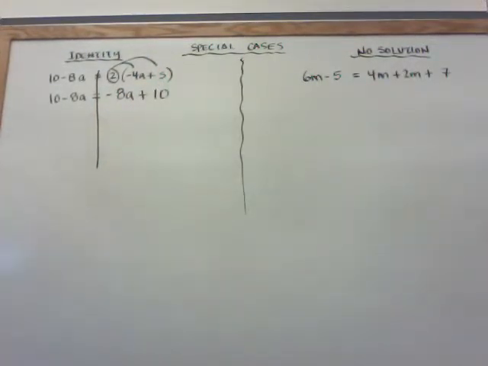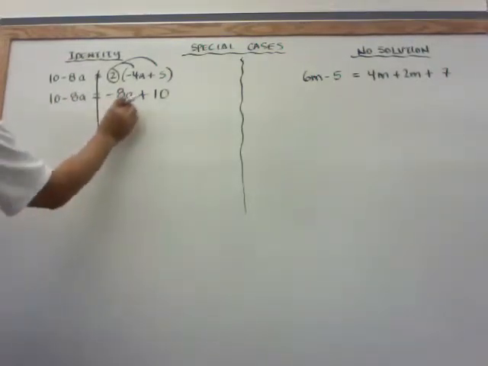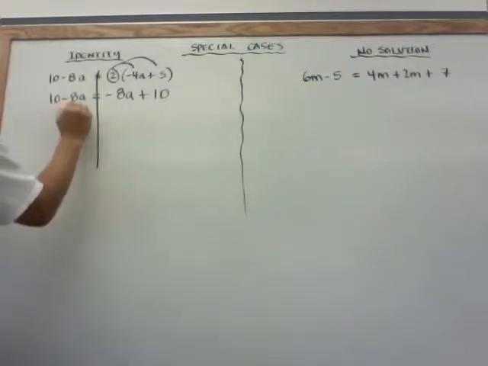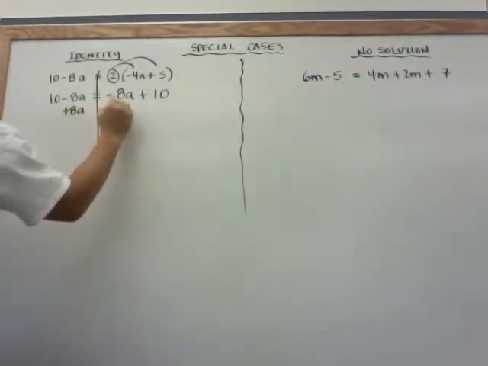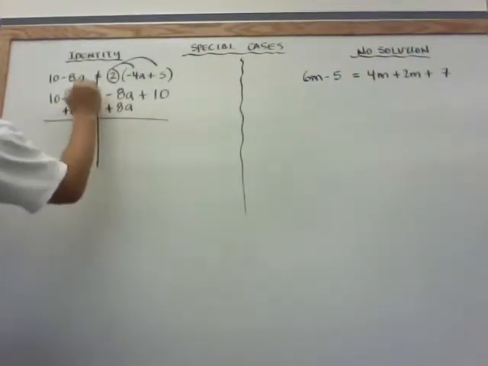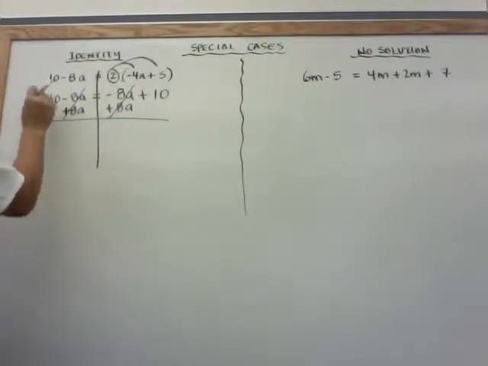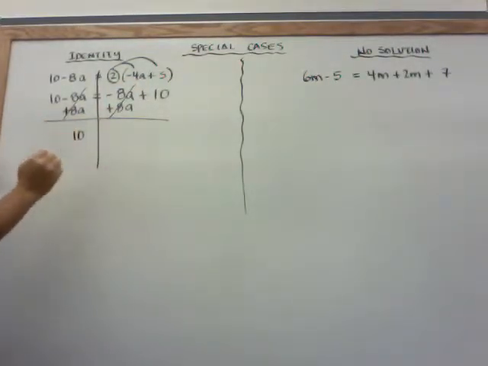Okay? And here's why I tell you to take care of the variables first. I have a negative 8a on either side. If I add 8a to both sides, whatever I do to one side, I have to do to the other. This becomes 0, this becomes 0. I drop down my positive 10.